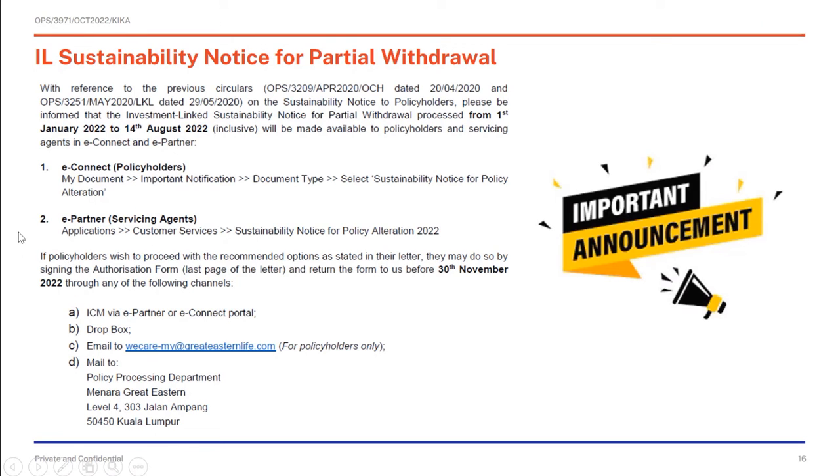So if the customer agrees with our recommended options, they just sign this authorization form and return the form to us before 30th of November. They can submit through our ICM Dropbox, or email through our VK also can. The servicing agents can view it in our ePartner, under applications, customer service, sustainability notice for the policy alterations 2022. So in case any of your customers receive it and check with you what this letter is for, this is the sustainability notice for partial withdrawal.